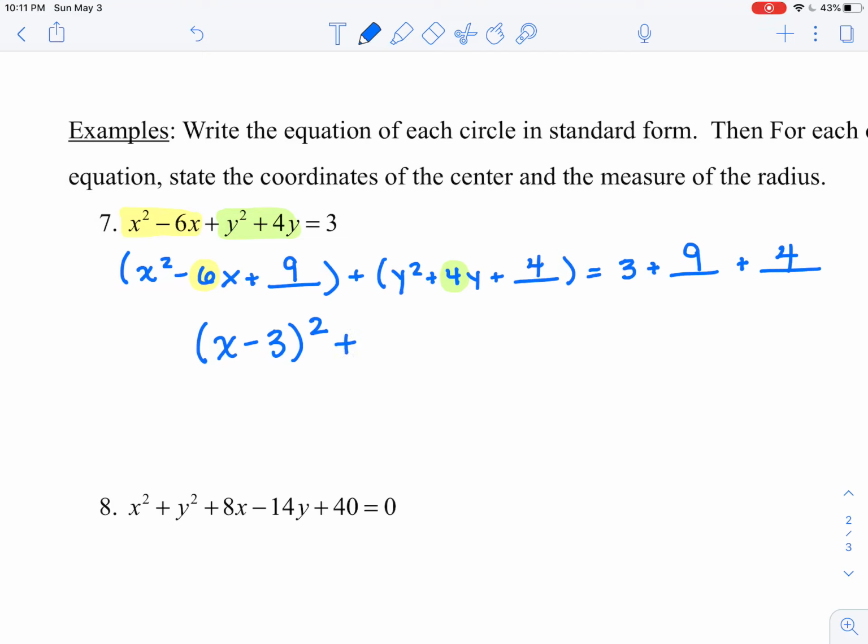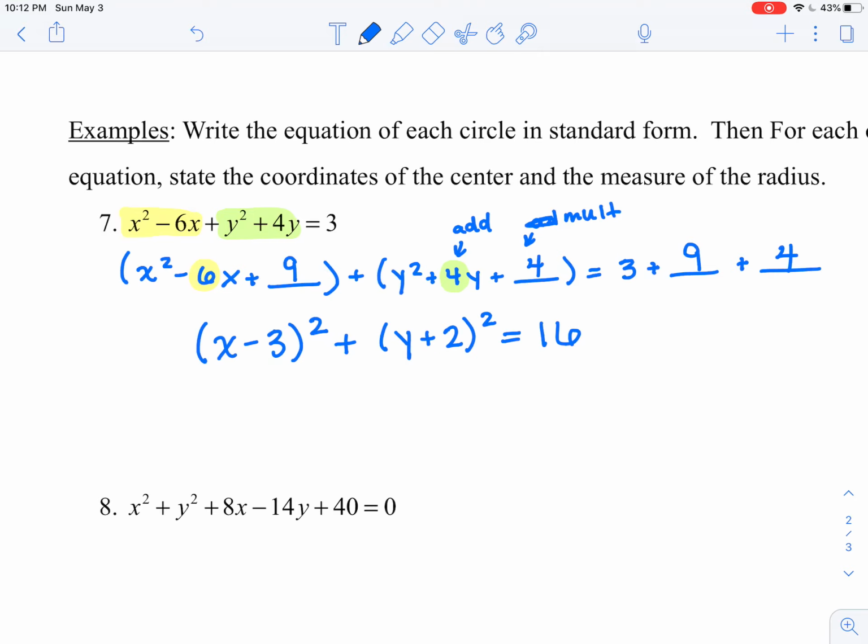Then factor the y's. So y squared plus 4y plus 4. Typically we would say, okay, what multiplies to this 4, but adds to this one? And the factors would be 2 and 2. So again, instead of writing y plus 2 times y plus 2, we just write y plus 2 squared. And then on the right side of the equation, 3 plus 9 plus 4 makes 16.